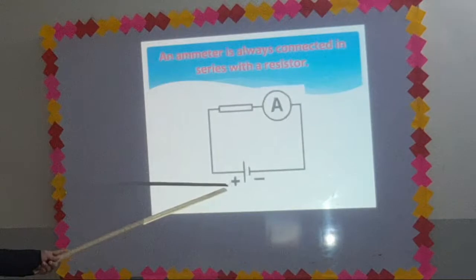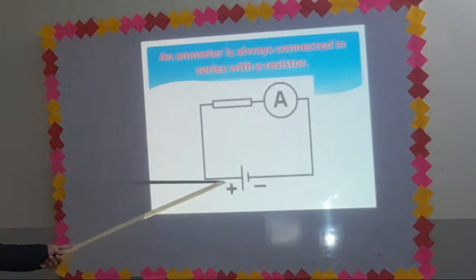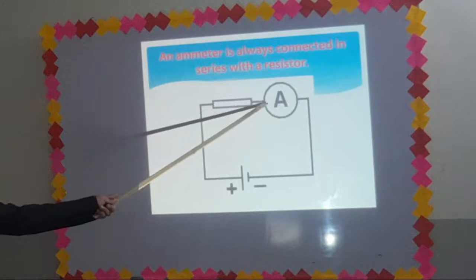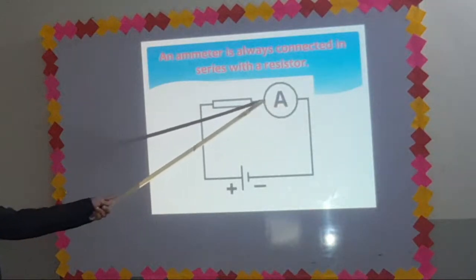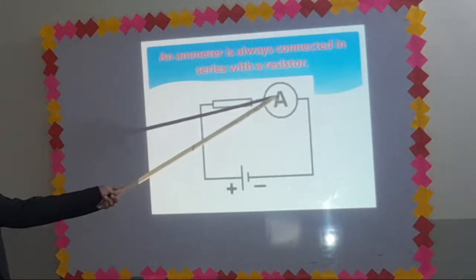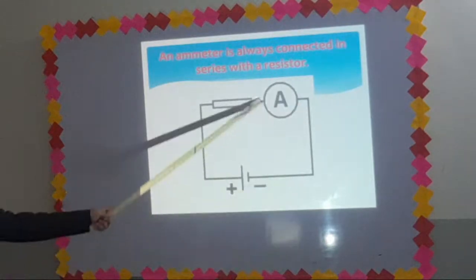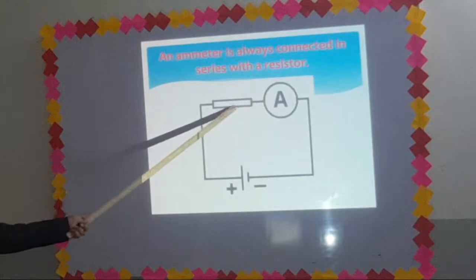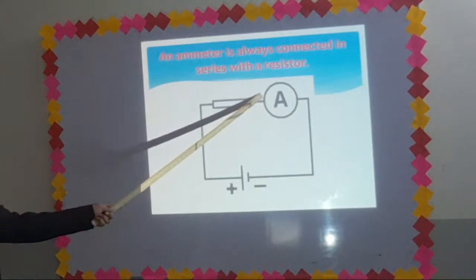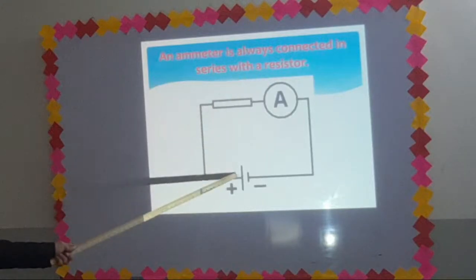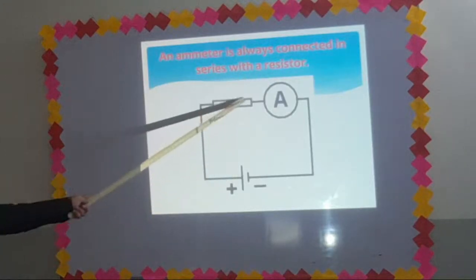Conventional current will flow from the positive terminal of the battery and will pass through the resistor, and the whole current will pass through the ammeter. In this way, the ammeter can measure the whole current flowing through the circuit. This is the connection of an ammeter in a circuit, that is, series. In series combination of resistors, the current has only a single path to flow.